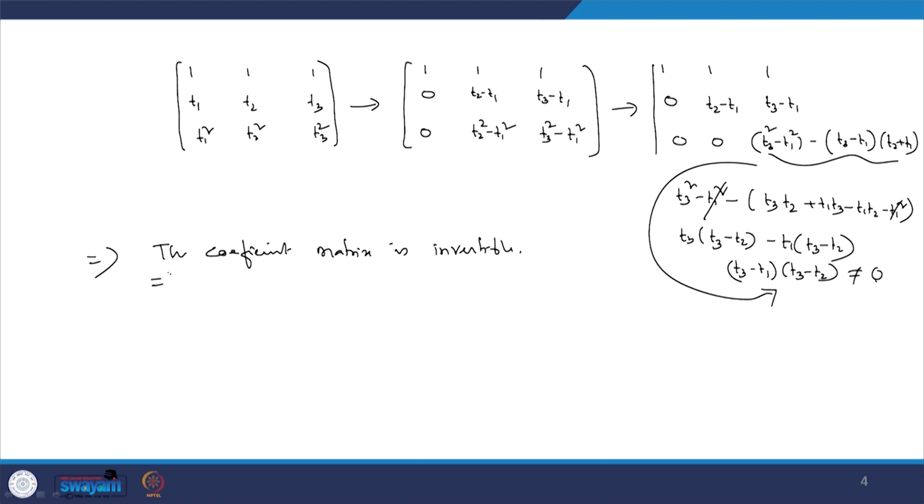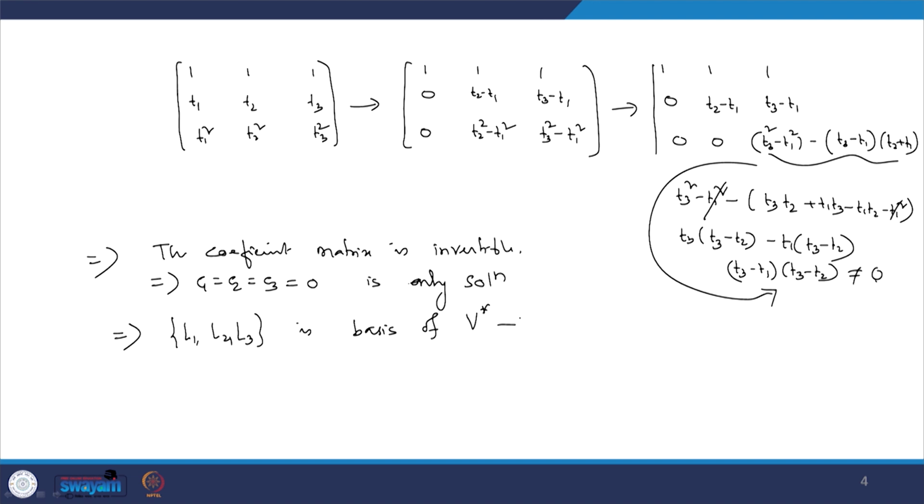So, this implies that C1 equal to C2 equal to C3 equal to 0 is the only solution. Okay. So, this implies that your L1, L2, L3 is a basis of V star. Fine.